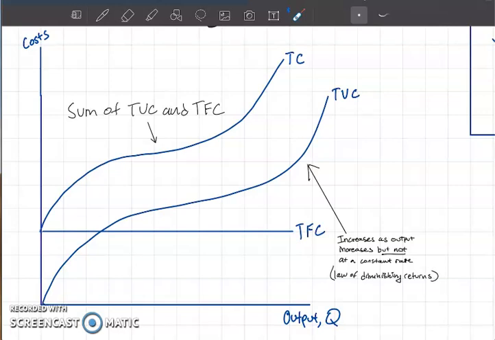Note that total variable costs are going to be 0 at 0 output, but this is not true of our total cost curve. Our total cost curve is going to start at some amount above 0. In other words, we have to pay our fixed costs regardless. So where the fixed cost curve meets our cost axis, the vertical axis, is where the total cost curve begins. We can see that to get our total cost curve, we add the fixed costs to the variable costs at each amount of output, and this gives us that upward shift that gives us a parallel total cost curve relative to the total variable cost curve.